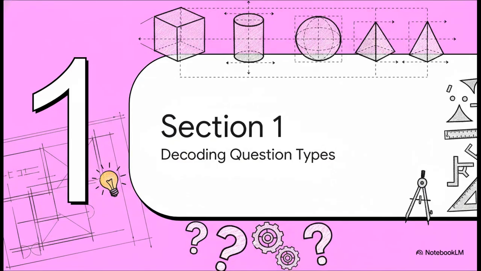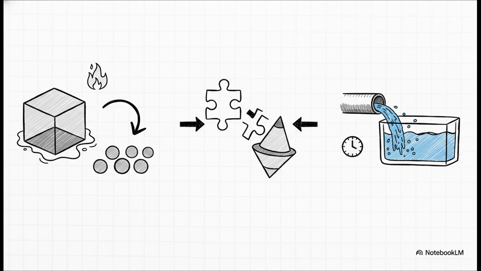Okay, section 1, decoding the question types. Look, before we can solve anything, we've got to understand its blueprint, right? So in this first part, we're going to decode the main types of questions you're going to face. Pretty much every single mensuration problem you'll ever see fits into one of these 3 buckets. First, you've got your type A. That's all about converting solids, melting a big sphere to make a bunch of little cones.